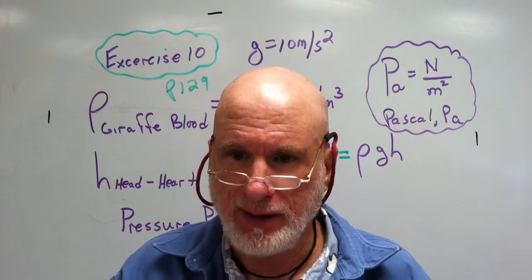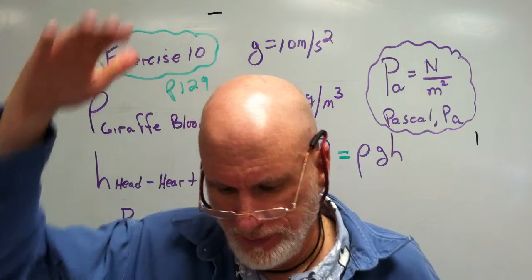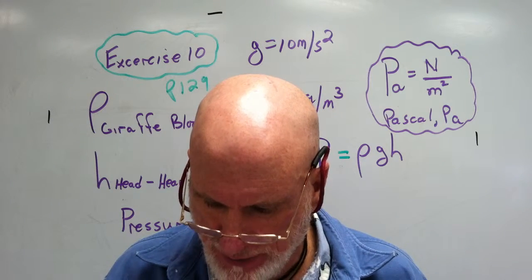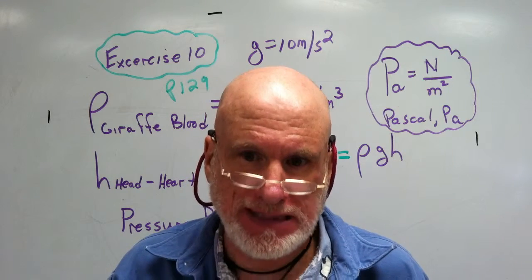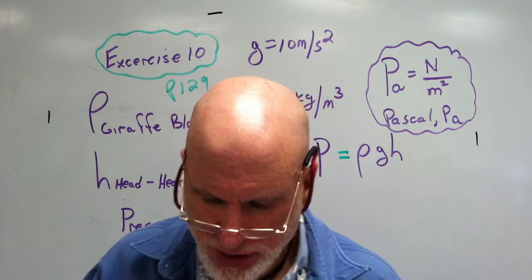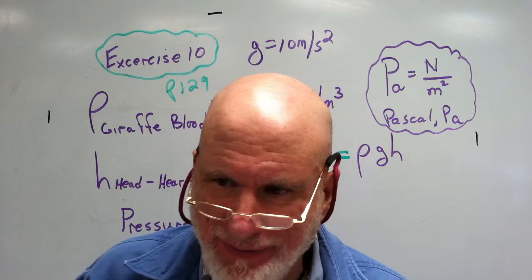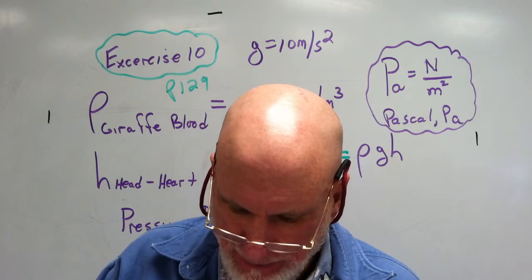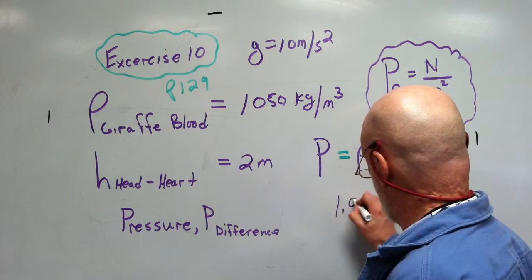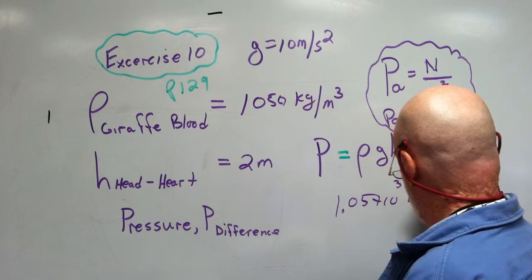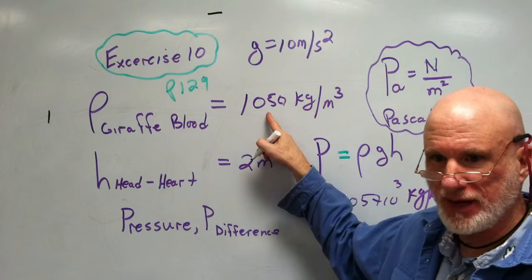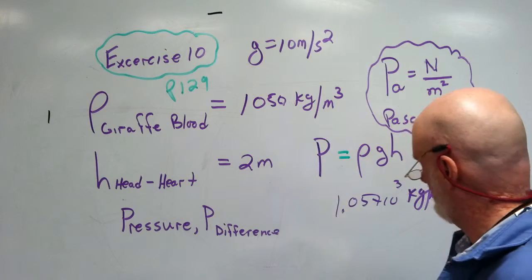It says the head of a giraffe is 2 meters above its heart. So the neck of a giraffe is about six and a half feet long. The head of the giraffe is 2 meters above its heart, and the density of the blood is 1.05 times 10 to the third kilograms per cubic centimeter, right? Which is the same thing as 1,050, correct? Yeah. Right? All right.